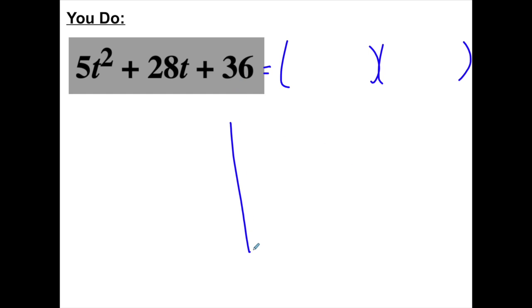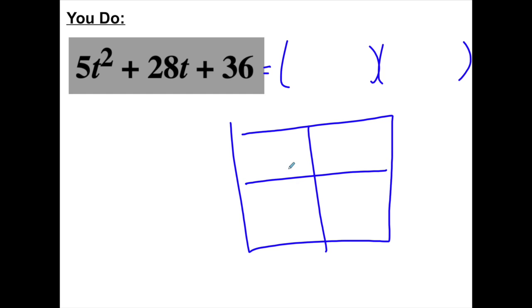All right, so here we go. We're going to start with the box. Now remember, what goes in the top left? 5t squared, and the bottom right, 36. How could we get 5t squared? Well, there's only one way, and it's 5t and t, or these things flipped around. I like to do the one where you have the number in front of it up top. Just my personal preference. Do it however you want.